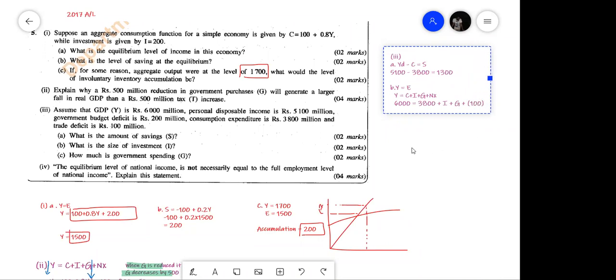So shall we find part C and then come back to this? Part C, your government purchase. How do you find your government spending, guys? I think we did this before now.